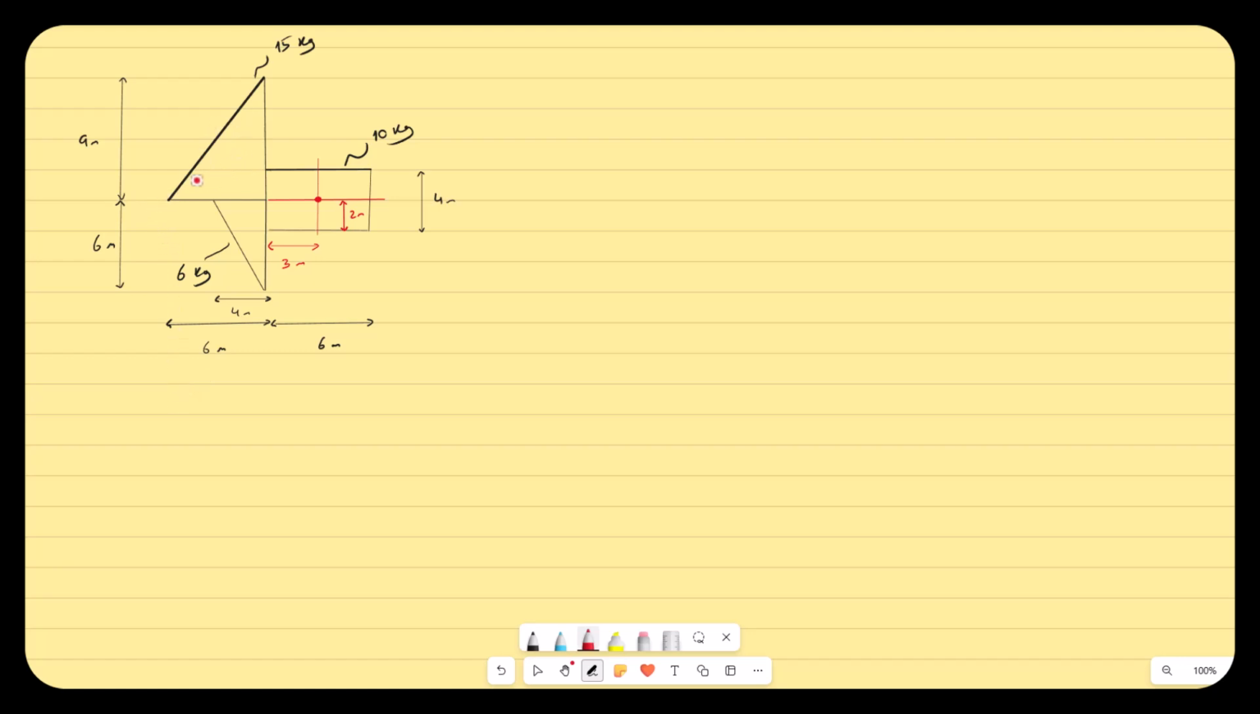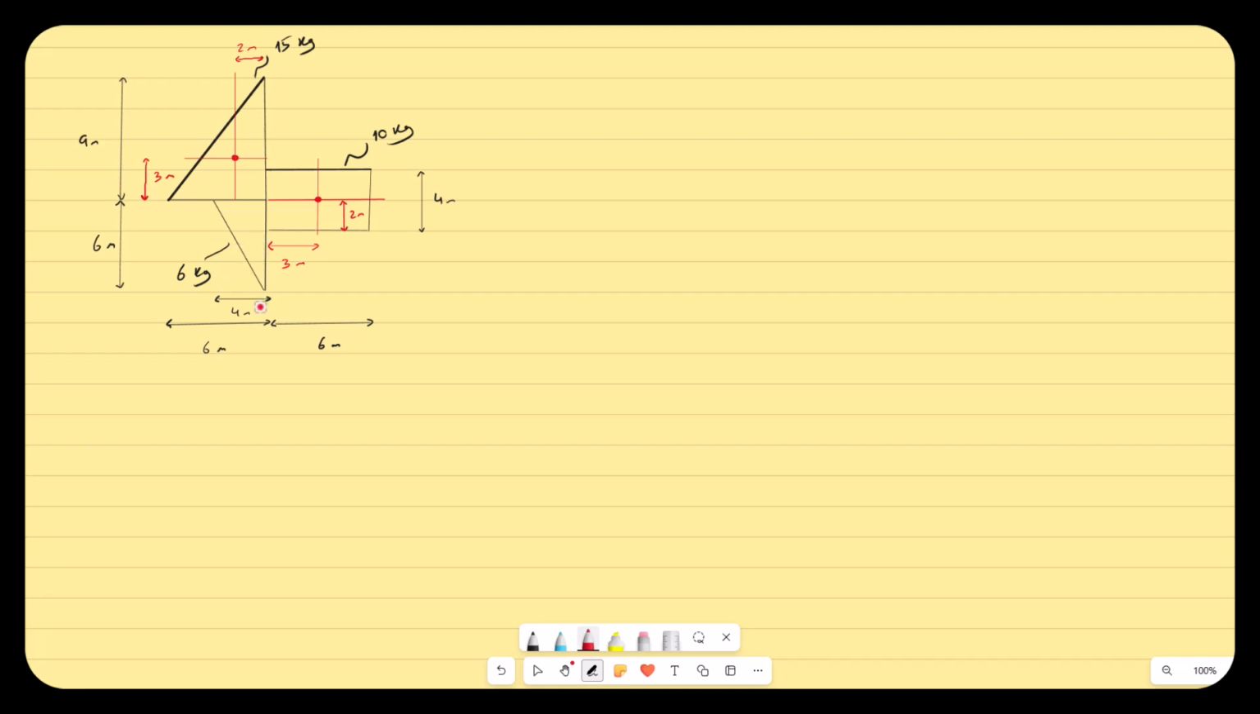Next, we're going to find the center of mass of this triangle. So to do that, I remember that for a triangle, it's a third of the way. This whole distance is 6 meters, so it must be here. So that this distance is 2 meters. And then this whole distance is 9 meters, so we're going to get something here. So that this distance is a third of 9 is 3 meters. So there's my center of mass of that guy.